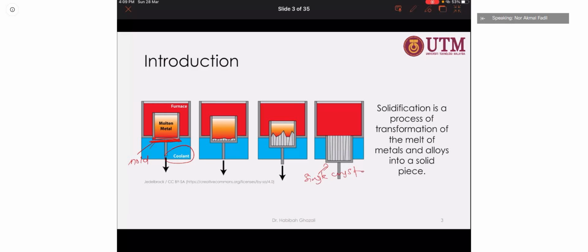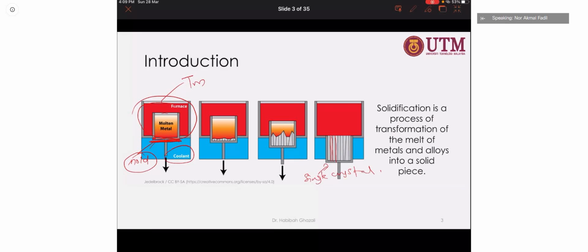Sometimes this is applicable. Of course, this one is not a single crystal, because you can see the line here. This is actually a grain boundary. A similar method is used to produce single crystal material. So this is the mold, and this is the molten material inside, at the melting temperature.